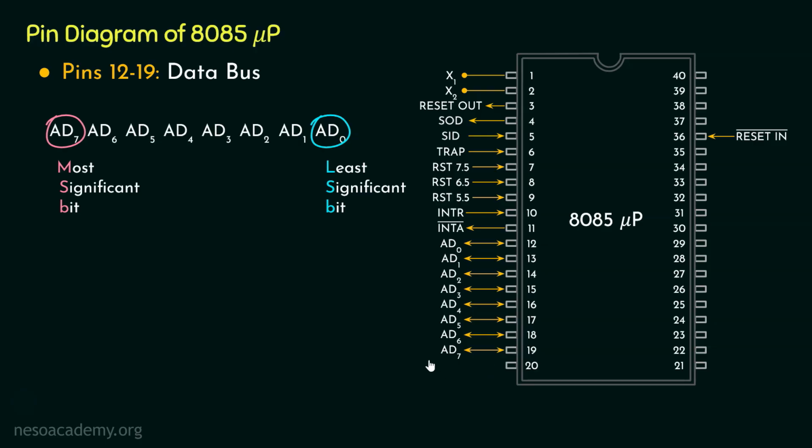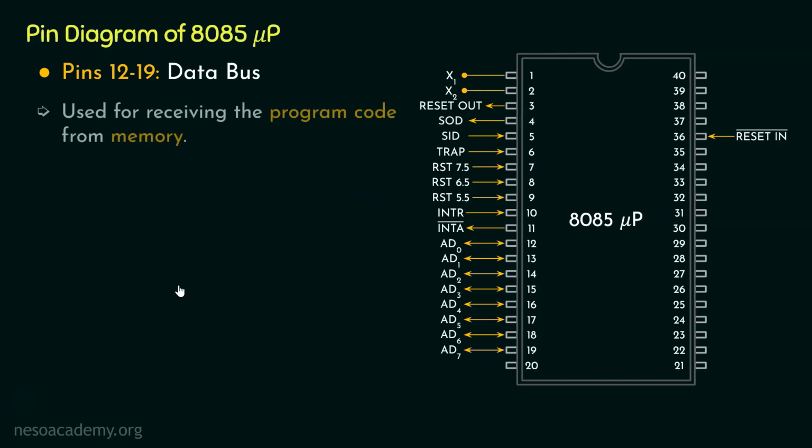Now if you have noticed, these pins are bidirectional pins. Now these can be used for receiving the program code from memory. In case of 8085, we have got a memory, and in that memory, we will store both the program and the data. Now coming to data, 8085 microprocessor can either receive or send the data to memory or input-output port through which the input-output devices are connected to the microprocessor.